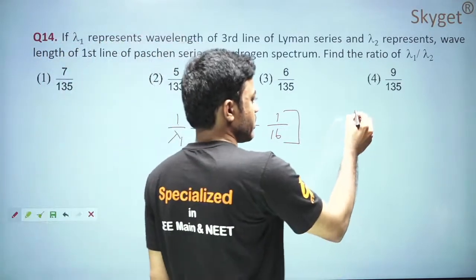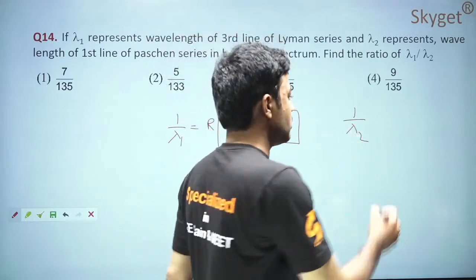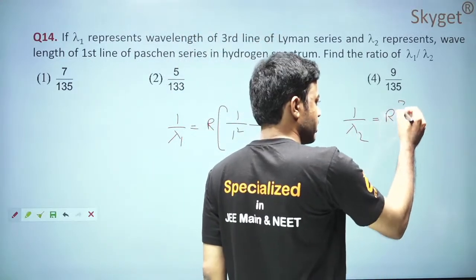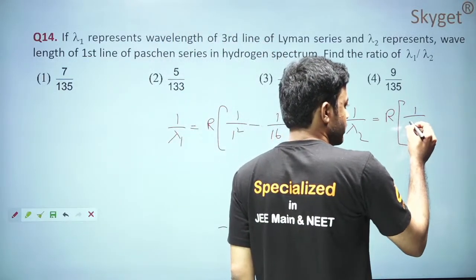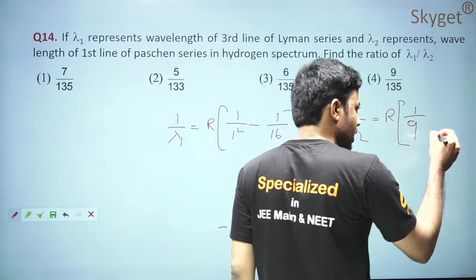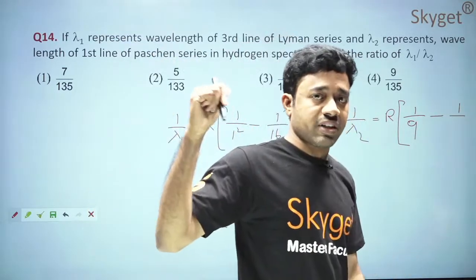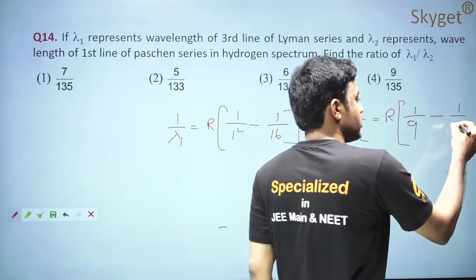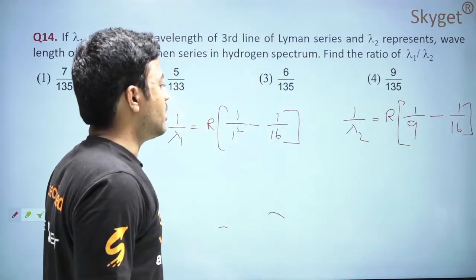Now let us take the first line in the Paschen series, that is lambda 2. Obviously it is again equal to R, the Rydberg's constant, into 1 by n1 square. Here n1 is equal to 3, that is 3 square, that is 9, minus, it has to jump from the fourth orbit because it is the first line in the Paschen series, so it is 16. He is asking the ratio of lambda 1 by lambda 2.